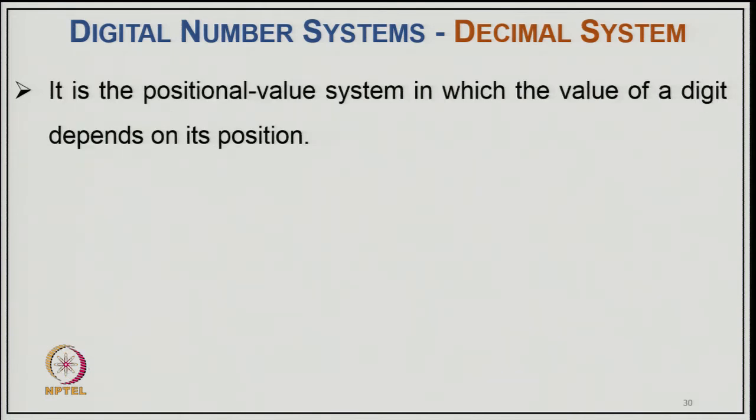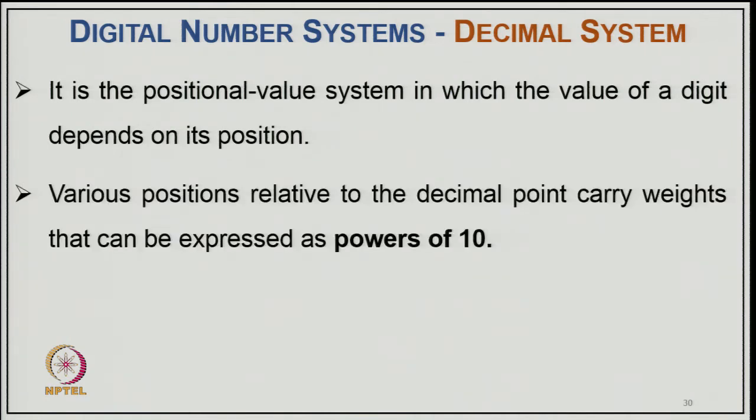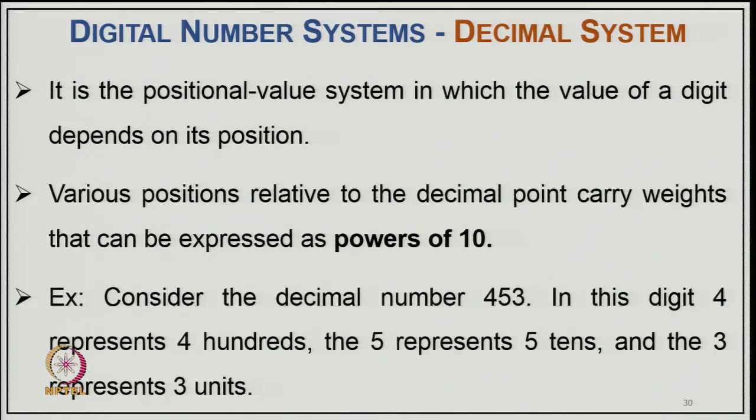So, it is a positional value system in which the value of a digit depends on its position. Various positions relative to the decimal point carry weights that can be expressed as powers of 10. For example, consider the decimal number 453. In this number, 4 represents 400, 5 represents 50, and 3 represents 3 units. So, that is the position in this number 453.